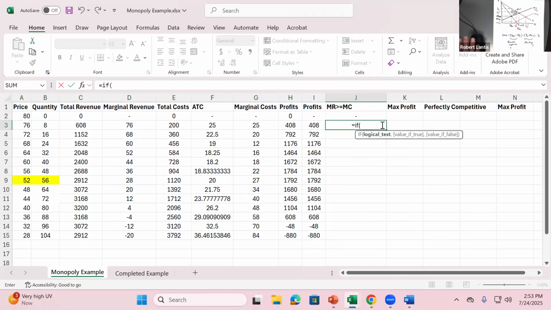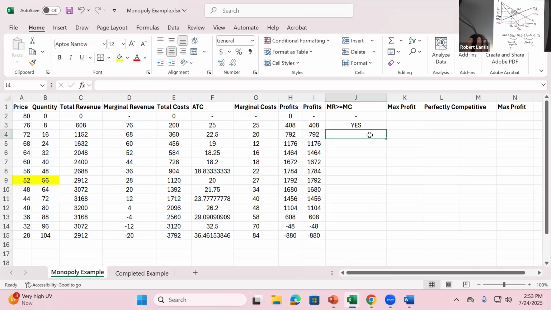So we have things called if statements. If I didn't want to look at these numbers, or maybe I had 200 different price quantity combinations, I could do this little if statement where I say, okay, look, I want to identify the last quantity where the marginal revenue is greater than or equal to marginal cost. So if the marginal revenue is greater than or equal to my marginal cost, comma, put in the word yes, I should produce. If it's not, put in the word no, I shouldn't.